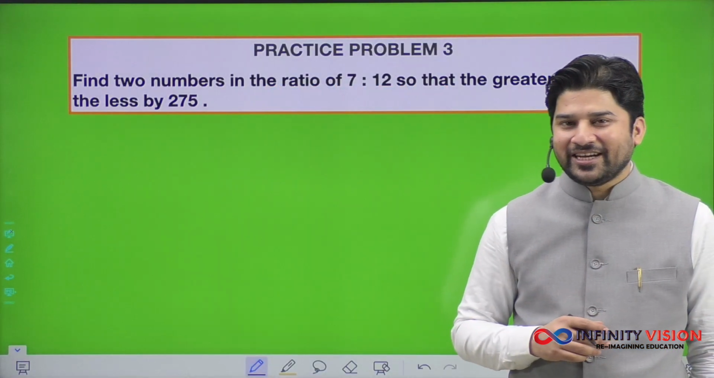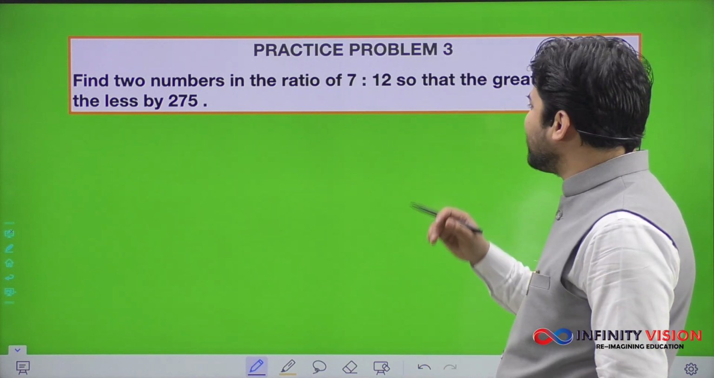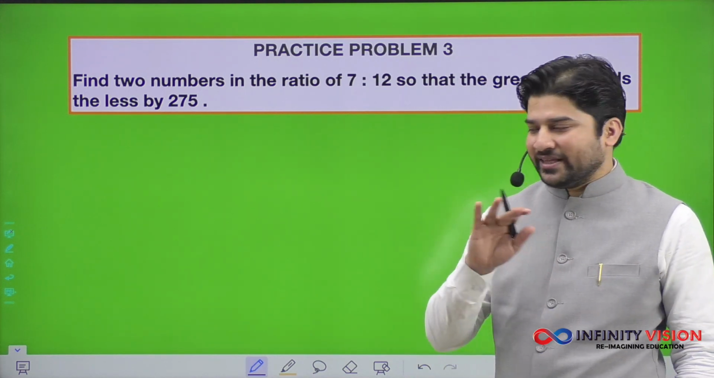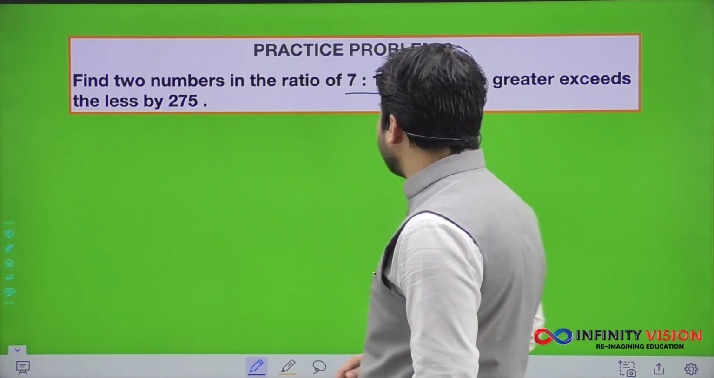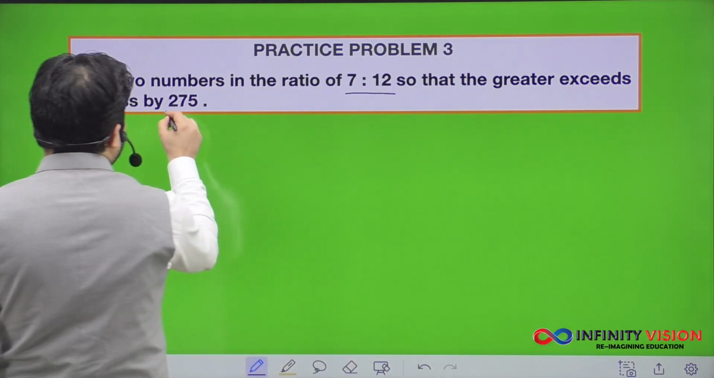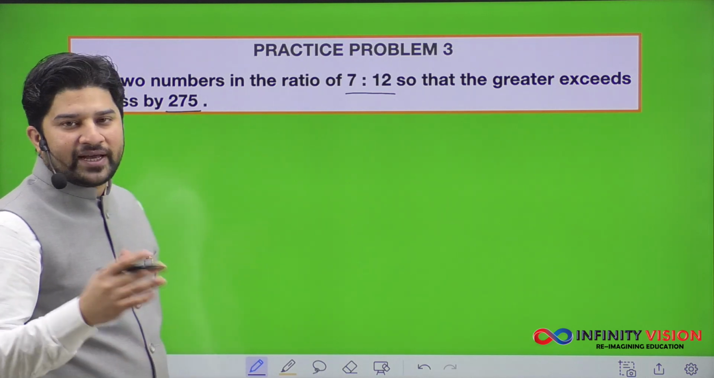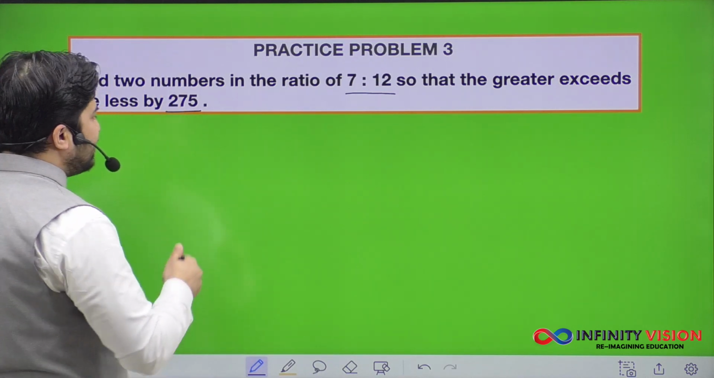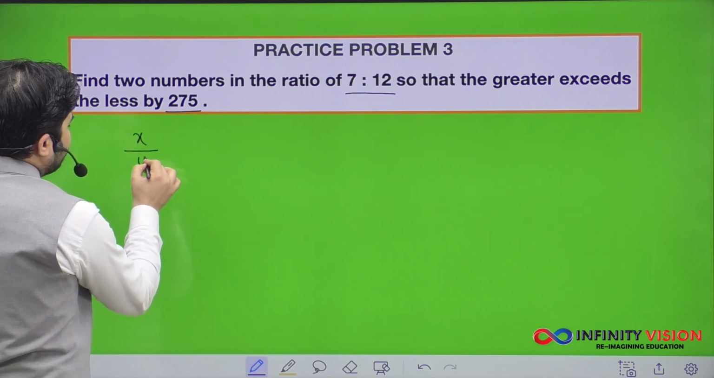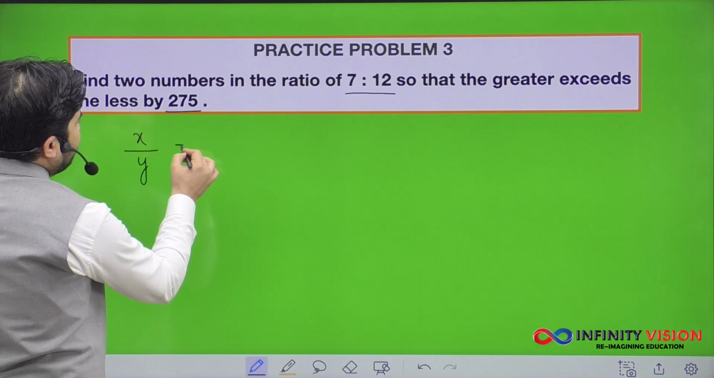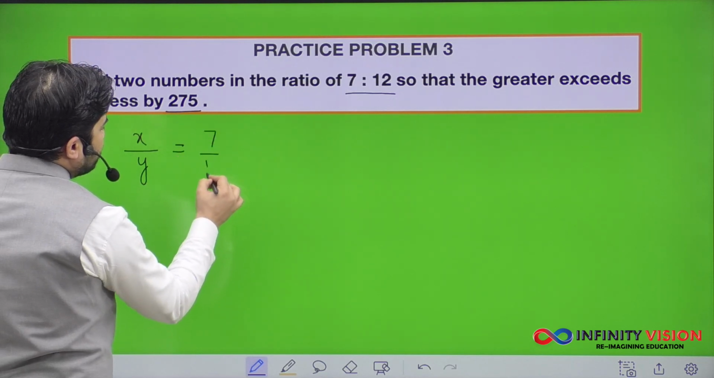So now let's read our third problem. The problem says you have to find two numbers that are in the ratio of 7:12, and the greater among them exceeds the lesser by 275. So when I say you have two numbers, I can say the first number as x and the second number as y, and I can say x by y is equivalent to 7/12.